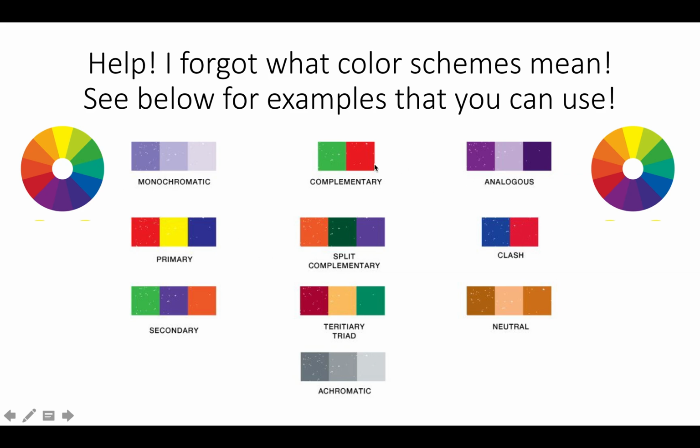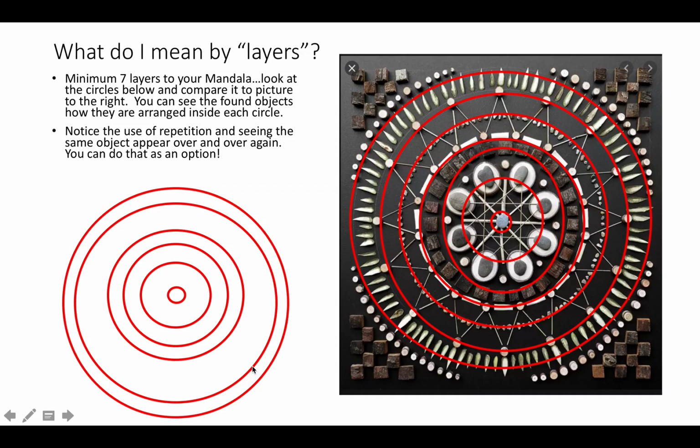Okay? You can do analogous, where those are colors that are right next to each other on the color wheel. You can do warm colors, so focus more on red, orange, and yellow, or cool colors, purple, blues, and greens. You can kind of just go in any of those different directions.